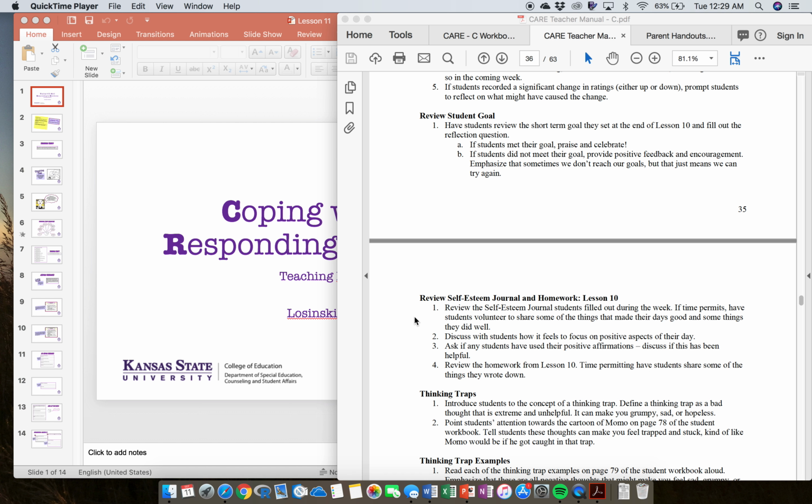So if time permits, you might have students volunteer to share some of the things that made their days good and some of the things that they did well, and have students share how it felt to focus on positive parts of their day. You can ask if any students have used their positive affirmations and if that's been helpful. And then go ahead and review that homework from lesson 10. Depending on the time, have students share some of the things that they wrote down about themselves.